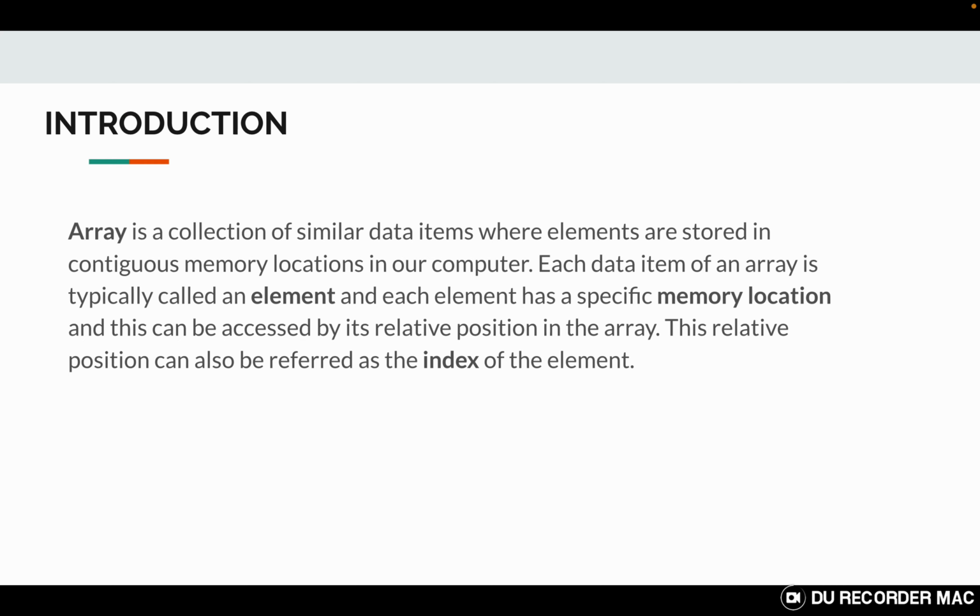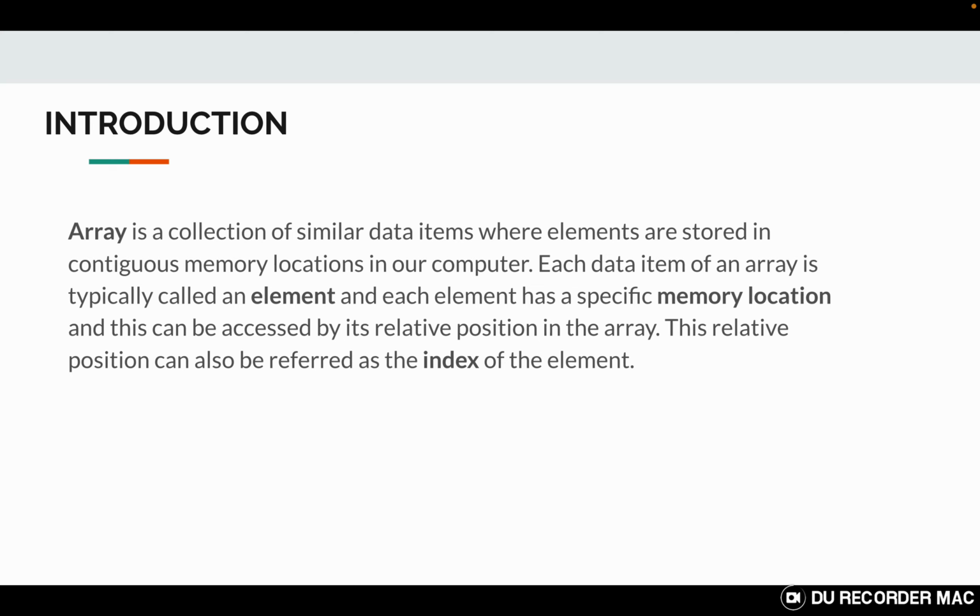So basically, when I say array, it is a collection of similar data items where elements are stored in contiguous memory locations in our computer. Each data item of an array is typically called an element, and each element has a specific memory location, and this can be accessed by its relative position in an array. This relative position can also be referred to as the index of the element. So basically an array is a collection of similar data type items.